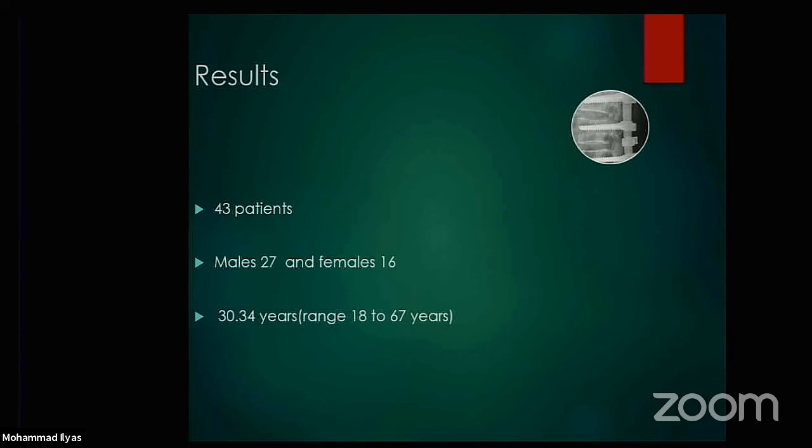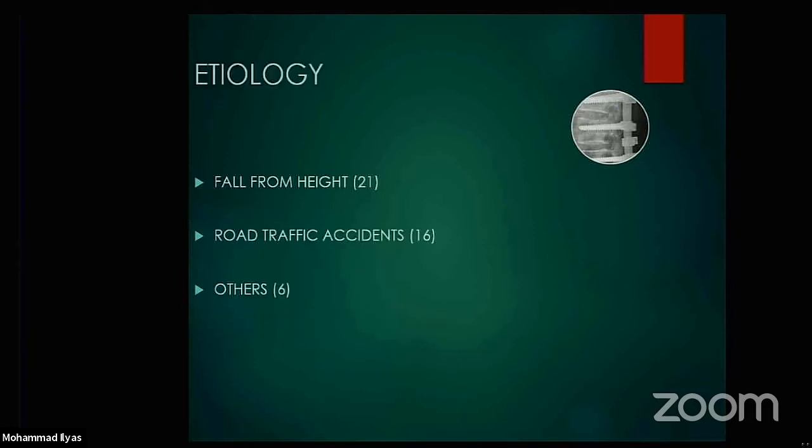In our results, there was a total of 43 patients. Males were 27 and females were 16. Mean age was 30, with a range from 18 to 67 years. Etiology: 21 patients experienced fracture vertebra due to a fall, 16 patients due to motor vehicle accidents, and others were 6. Site: in 21 patients there was first lumbar vertebra fracture, in 17 patients there was a dorsal thoracic spine fracture, in 3 patients there was an L2 fracture, and in 2 patients there was a T11 fracture.